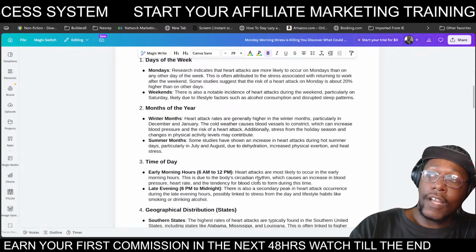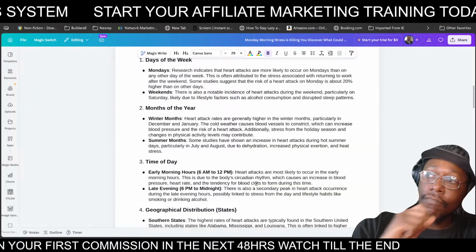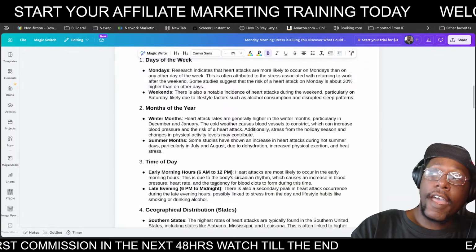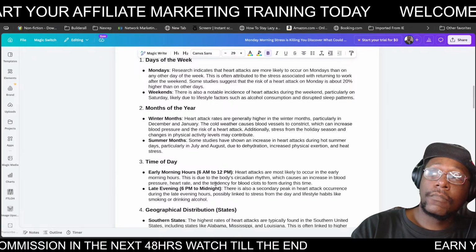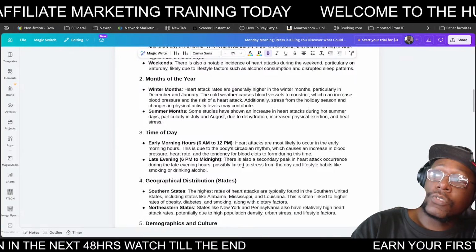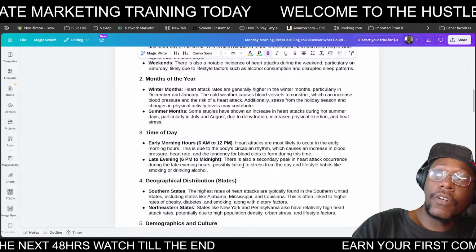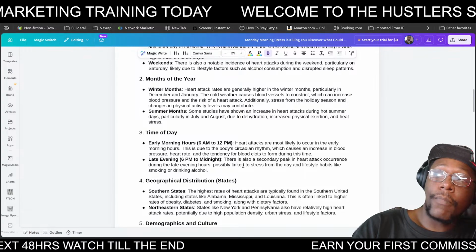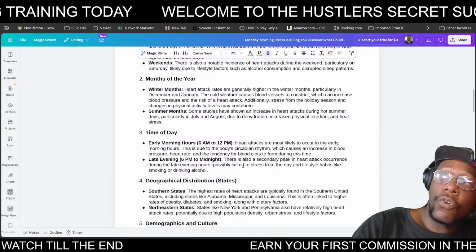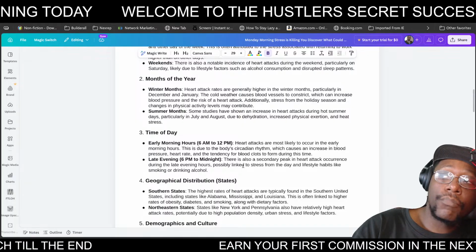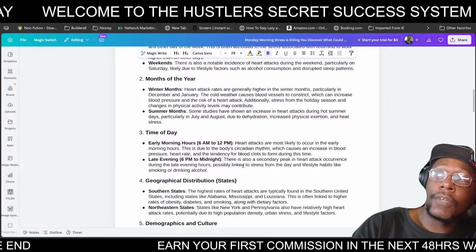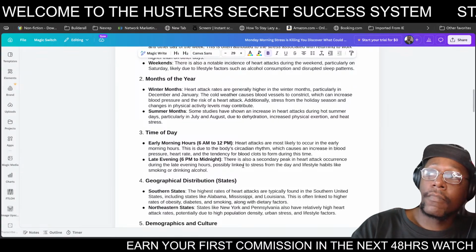Now, let's go down to this section here. Time of day. Early morning hours, 6 a.m. to 12 p.m. Heart attacks are most likely to occur in the early morning hours. This is due to the body's circadian rhythm, which causes an increase in blood pressure, heart rate, and the tendency for blood clots to form during this time.